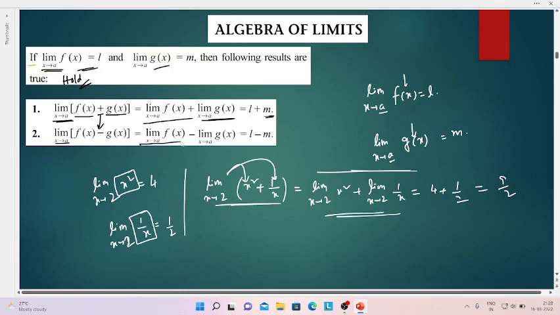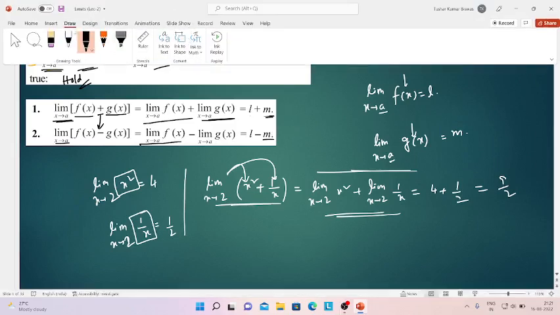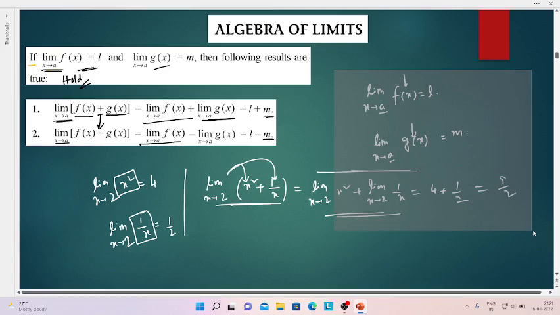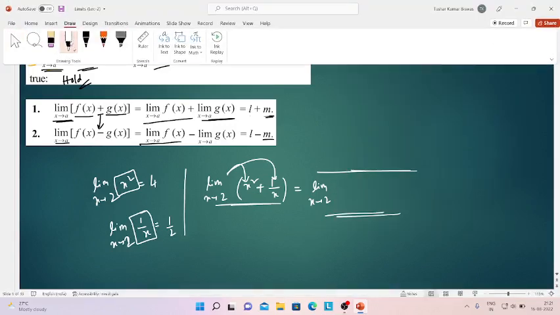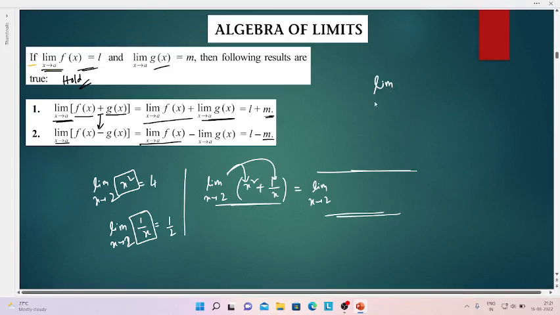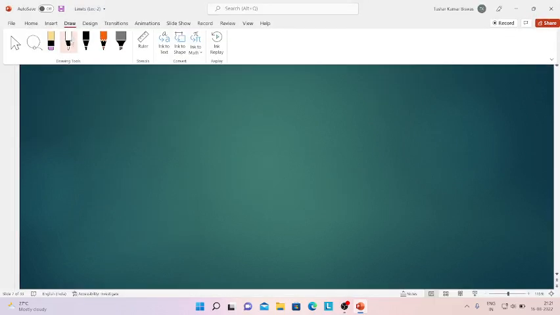So we know the limit as x tends to a of f(x) will be L, and the limit as x tends to a of g(x) will be M. So that will become L minus M. In general, suppose the limit as x tends to a of f(x) plus or minus g(x) will become L plus or minus M. If I take the positive sign, that will become L plus M. If I take the negative sign, that will become L minus M. So you can understand the algebra of limits in these two particular cases, right? Let's move to another algebra of limits.